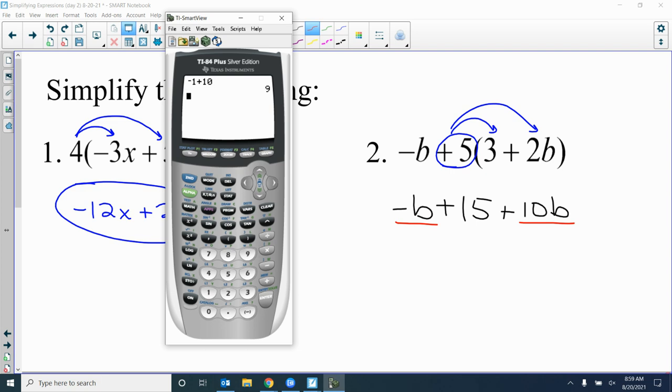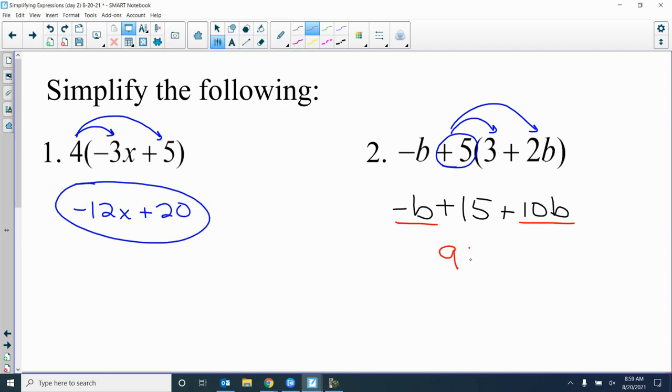So you were correct. It's 9b plus 15. There is no other constant. 15 was the only constant, so there's nothing it can be combined with. Done. Put your variable part first, either the x or the y or the b or the a, and then the constant second.